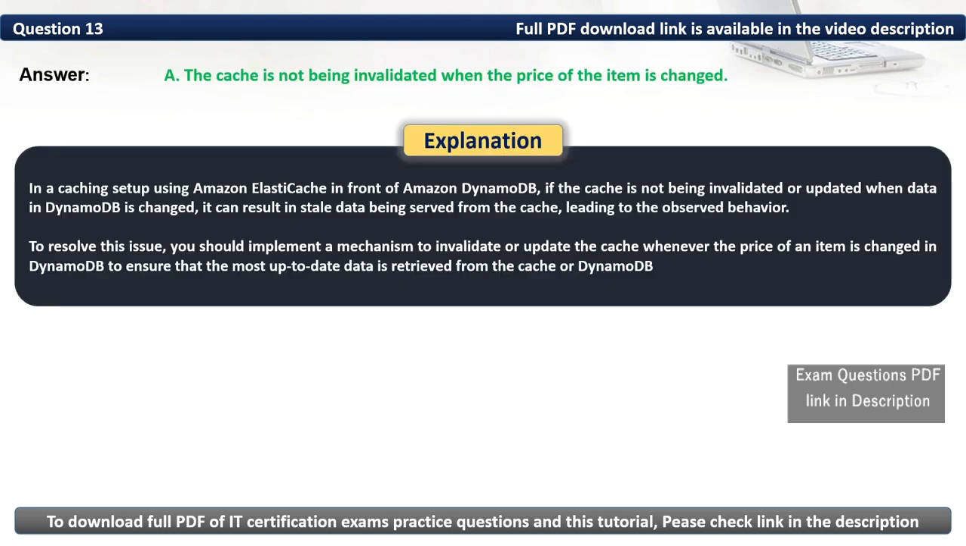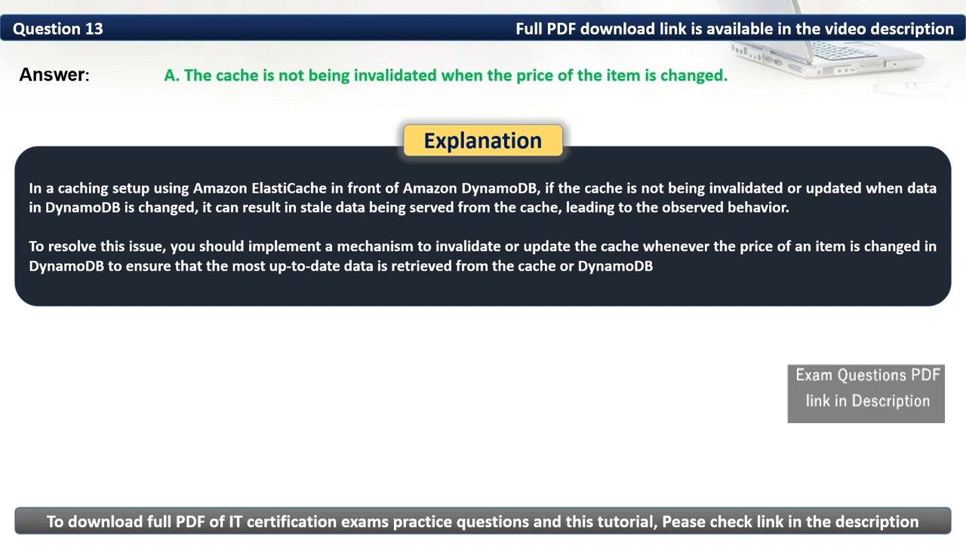In a caching setup using Amazon ElastiCache in front of Amazon DynamoDB, if the cache is not being invalidated or updated when data in DynamoDB is changed, it can result in stale data being served from the cache, leading to the observed behavior. To resolve this issue, you should implement a mechanism to invalidate or update the cache whenever the price of an item is changed in DynamoDB to ensure that the most up-to-date data is retrieved from the cache or DynamoDB.